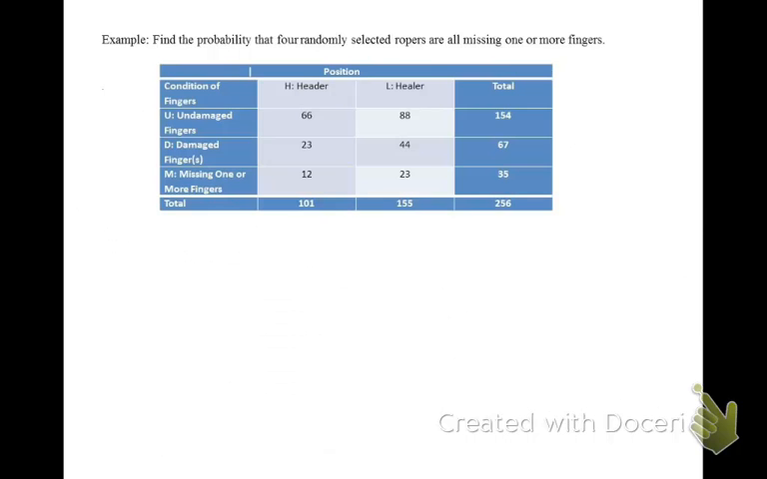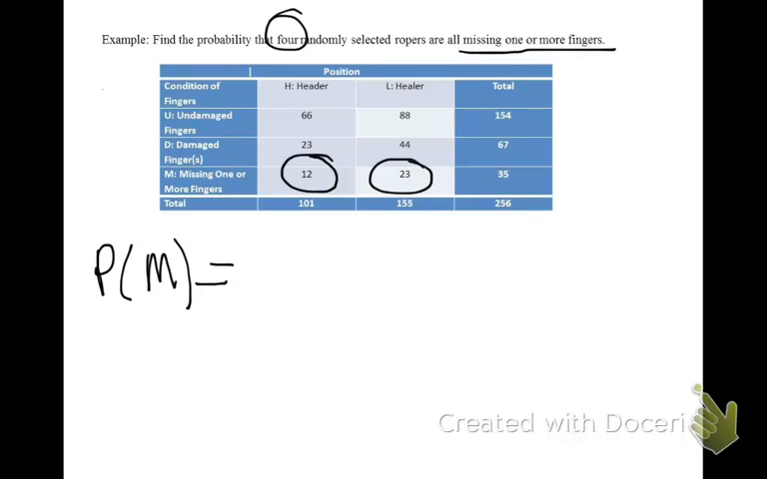So for example, find the probability that 4 randomly selected ropers are all missing one or more fingers. Let's break this problem down. Let's first find the probability that just one, not 4, just one roper is missing one or more fingers. So I'm looking for the probability of M. That's 12 headers plus 23 heelers for a total of 35 ropers out of the 256 that are missing one or more fingers. I'm now looking for the probability, instead of just one of them, that 4 of these ropers are missing one or more fingers.